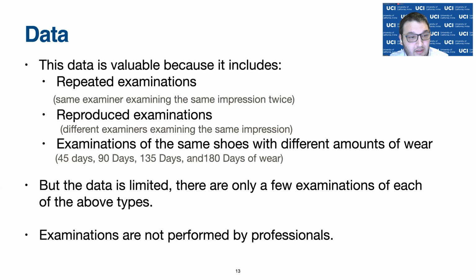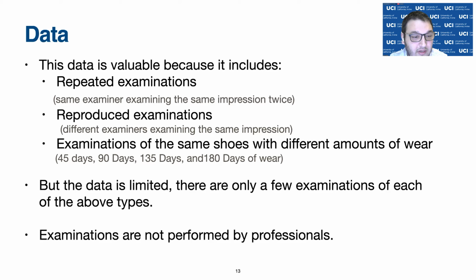So this is really important data, because when we try to measure the variability of RAC identification, we need data where multiple people examine the exact same lab print. So this data has repeated examinations. We actually have cases where the same examiner examined the impression twice. We also have different examiners examining the same impression. Some of the shoes have all 4 examiners examining them.